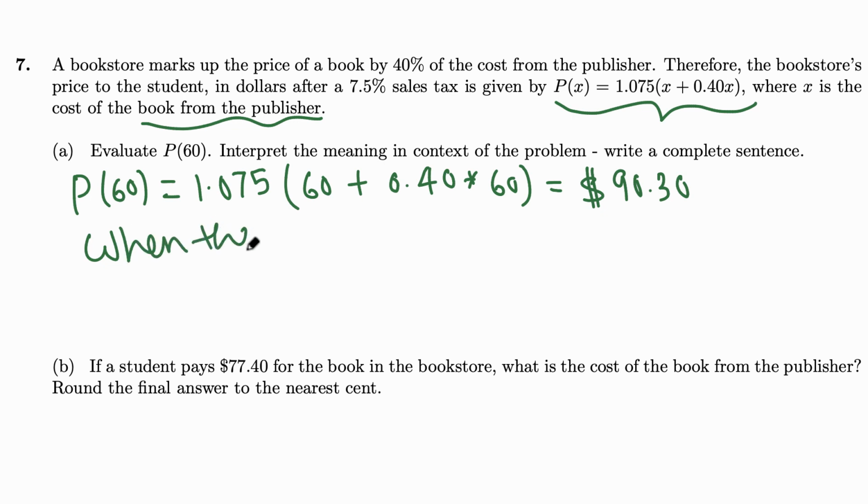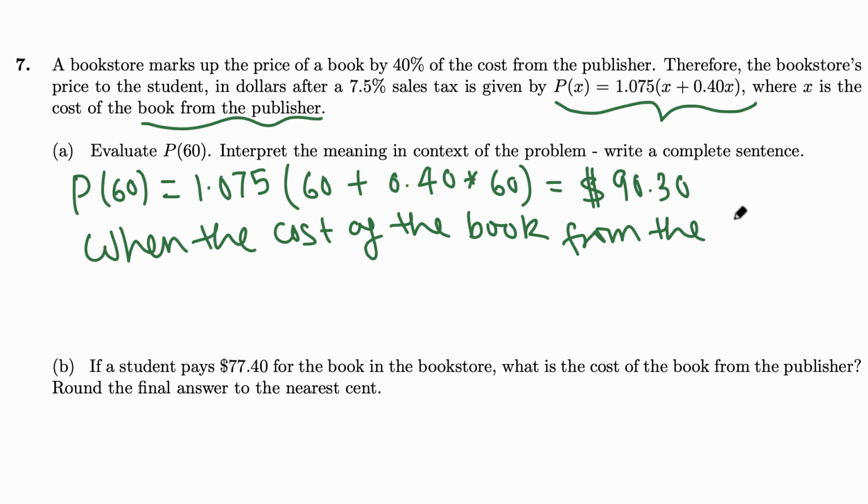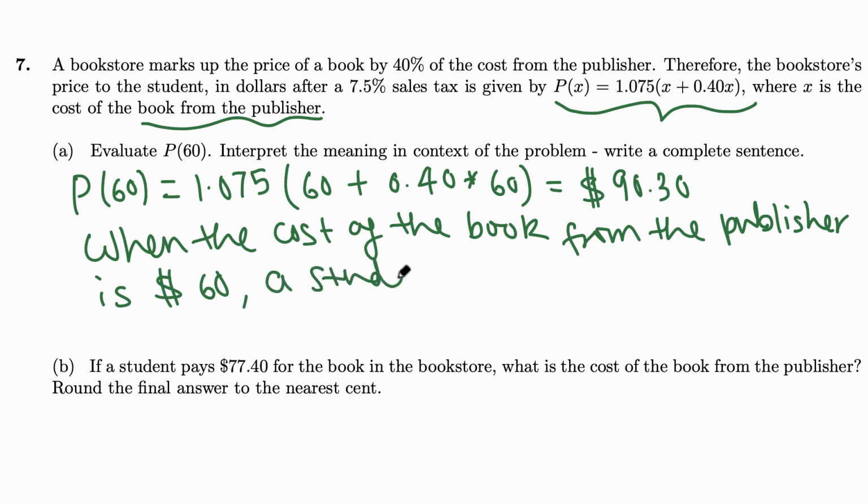When the cost of the book from the publisher is $60, that's the x, a student pays $90.30 for the book.